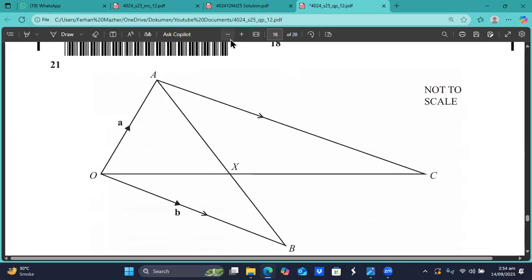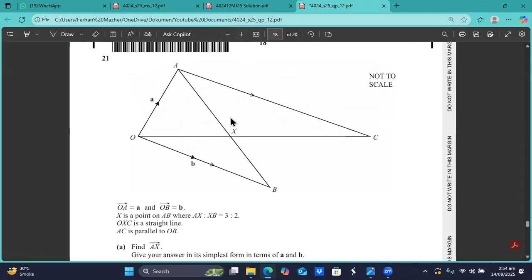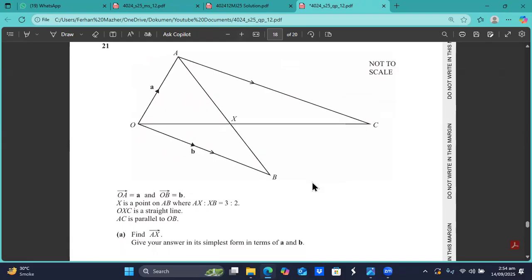Okay, so here we have question number 21. He says this question is on vectors from O to A. This is represented with the small a. O to B is represented with the B. X is the point on the AB where the AX is 3. So this is 3, and X to B is 2. So these are 3 parts. This is 2 parts. The total is 5 parts. A to B will be total 5 parts. OXC is a straight line. So this is a straight line, okay. This AC is parallel to the OB, okay.